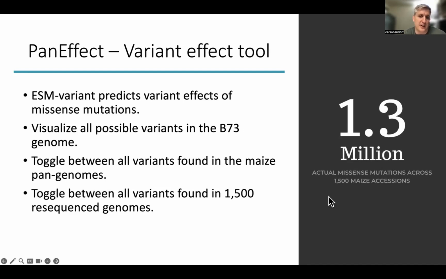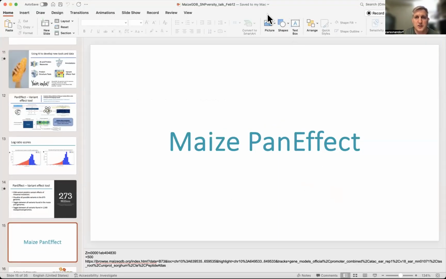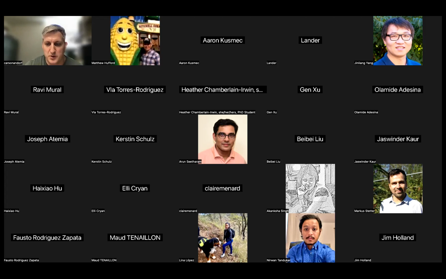We can also look at the 1.3 million missense mutations in our high coverage data set, from the annotation table I showed previously. We actually use this tool to explore those. So that's the final thing I'm going to show. I'm going to switch sharing one more time.